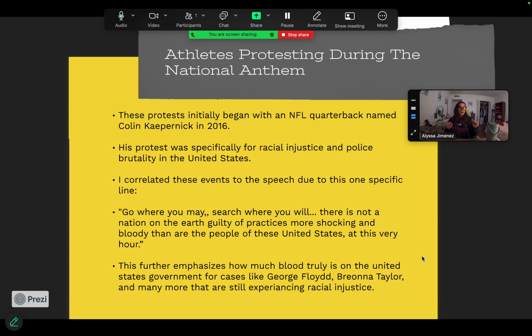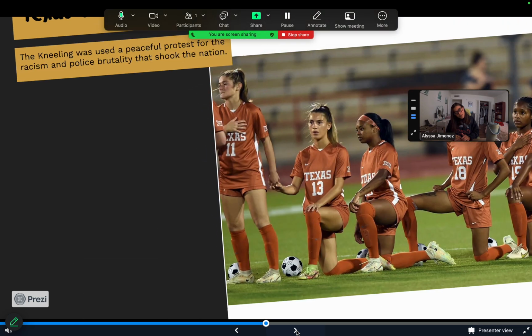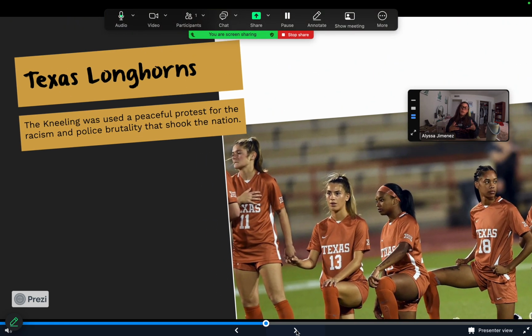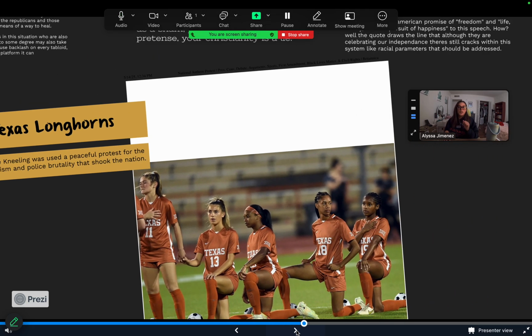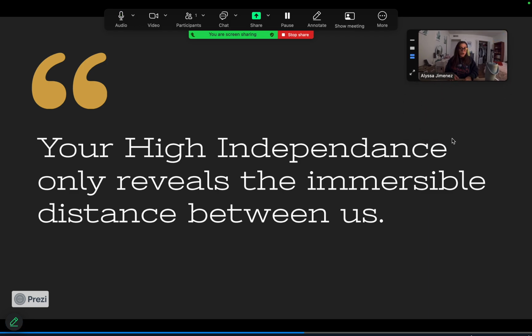Man did say some problematic things, and those problematic things are the things that I want to get into with you. I'm going to give you a couple of quotes that I felt were relevant after this. I just wanted to show you guys the Texas Longhorns and how they were peacefully protesting, because this protest, I feel, shook the nation alongside the 2020 Black Lives Matter movement. That being said, let's get into my quotes from the speech.